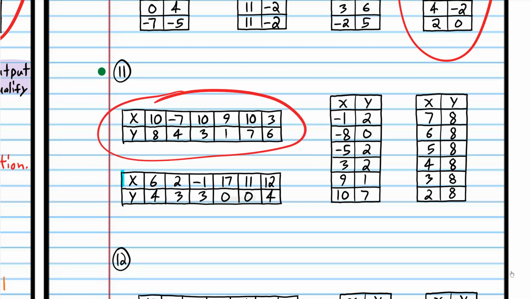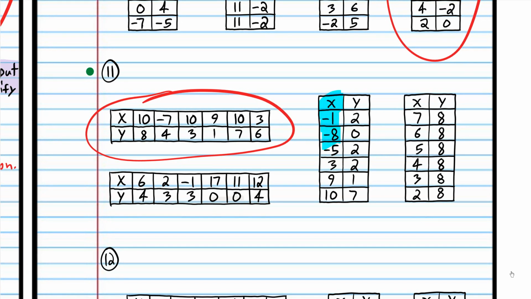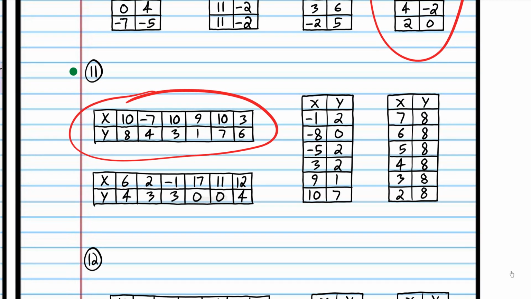So let's look for repeated numbers here in the x row. I don't see any repeated numbers. Let's look for repeated numbers in this x column. I don't see any repeated numbers. And let's look for repeated numbers here. I don't see any repeated numbers.